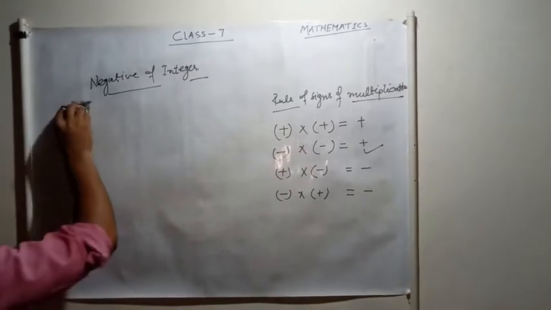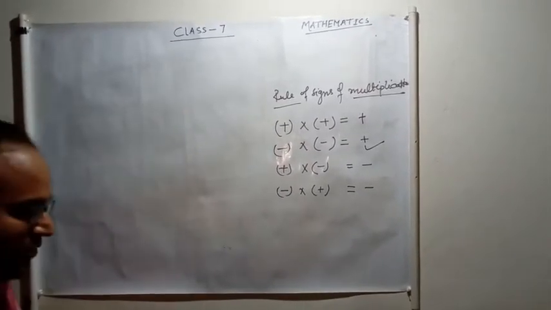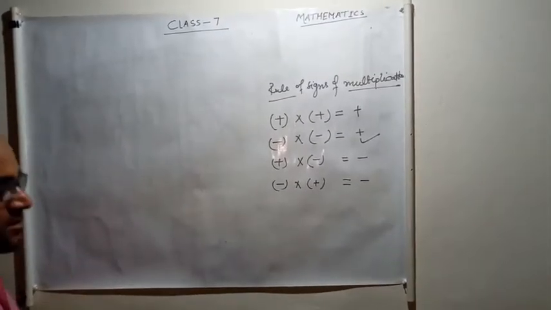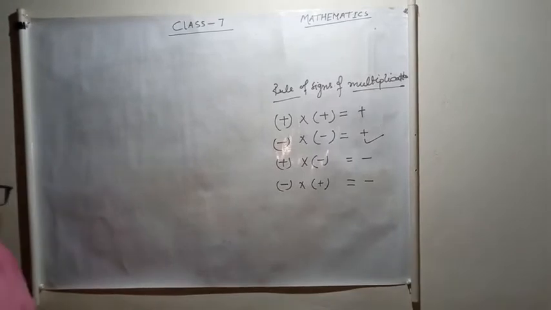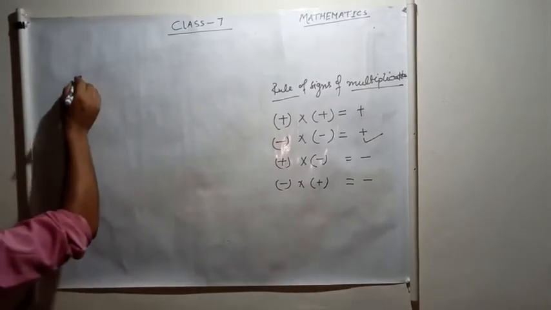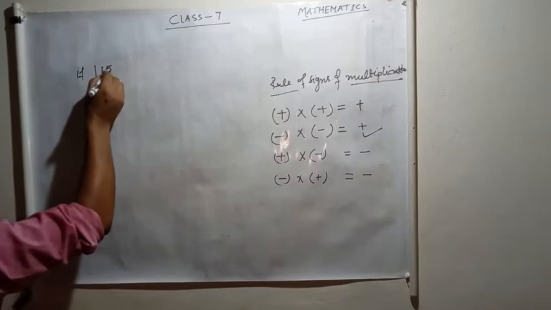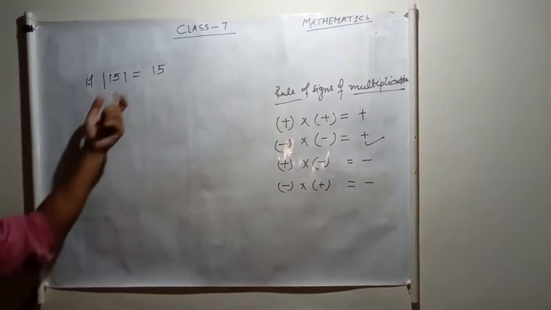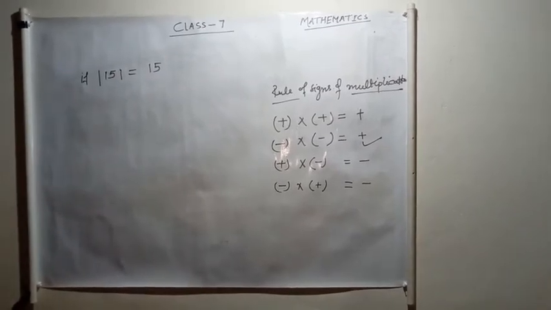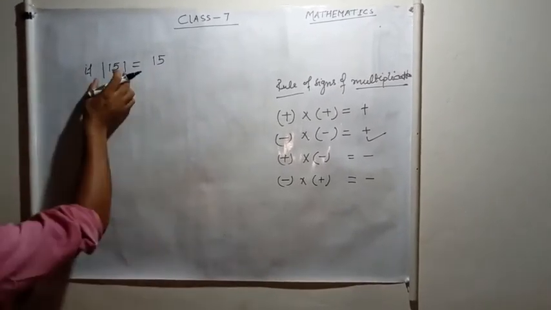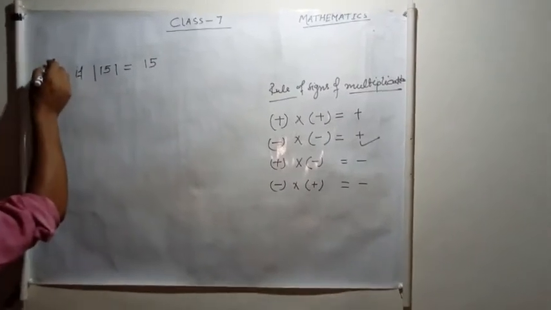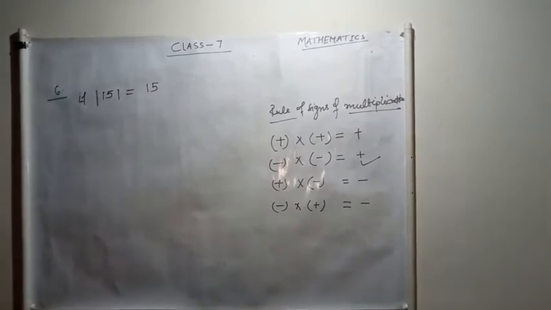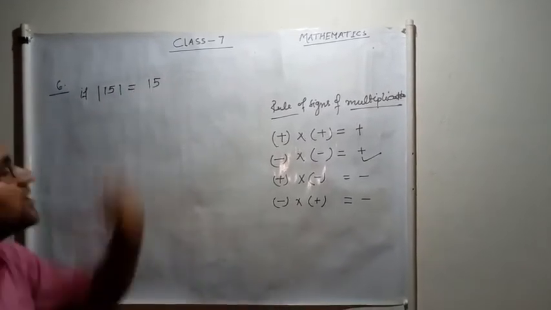Chalo. Dear students, I have given you homework now. In that, one question I want to discuss with you. That question is: if the absolute value of 15 is equal to 15, find the other integer whose absolute value is equivalent to 15. It is very easy. I think that question is the 6th one.